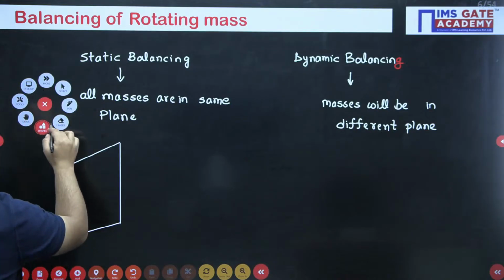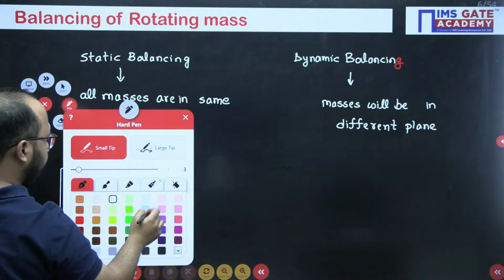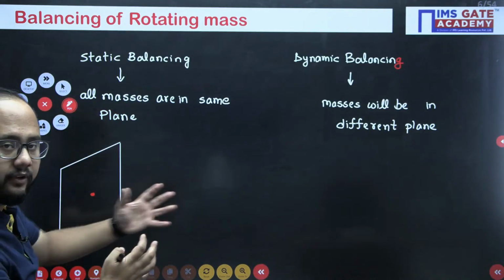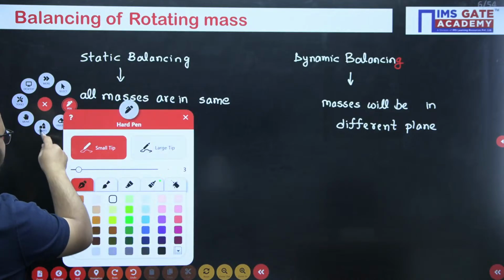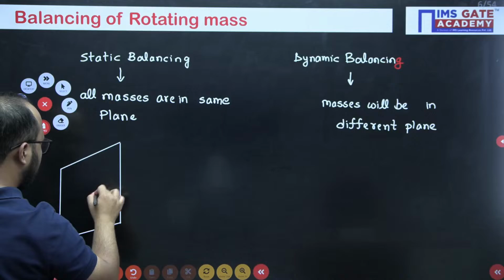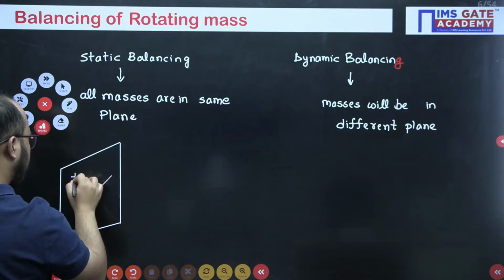Now let's suppose we have a shaft here. From the side we are observing, and different masses have been attached to it. Let's suppose like this.